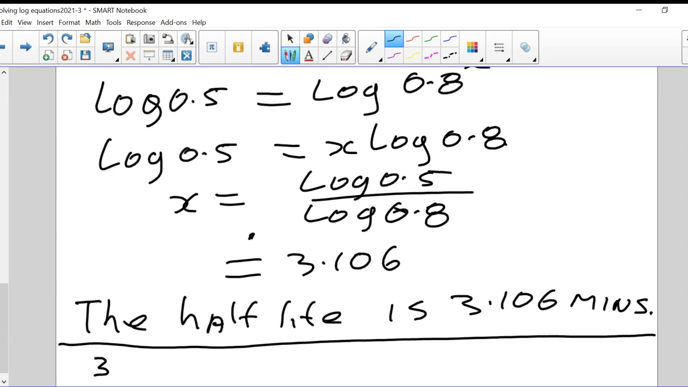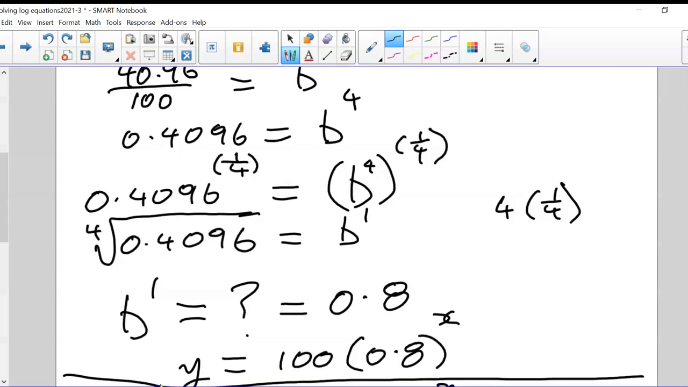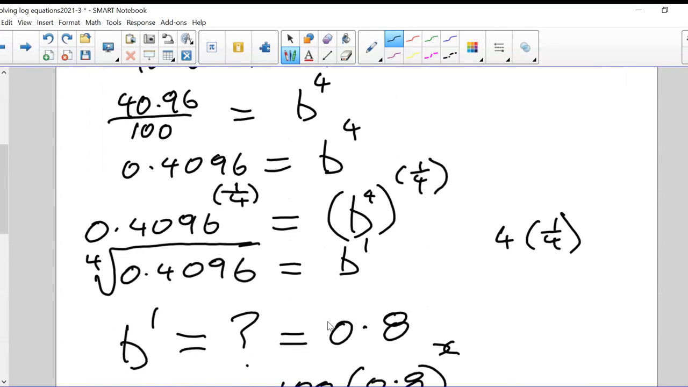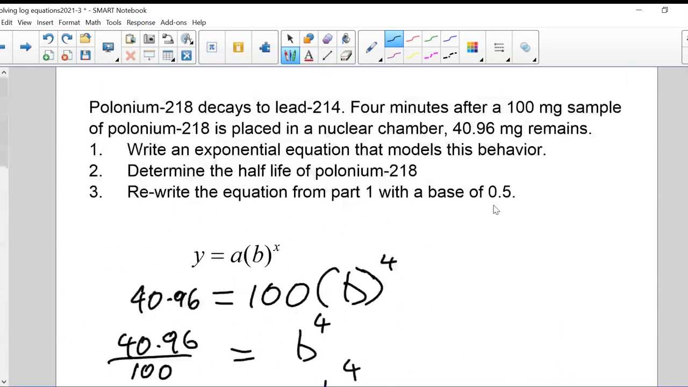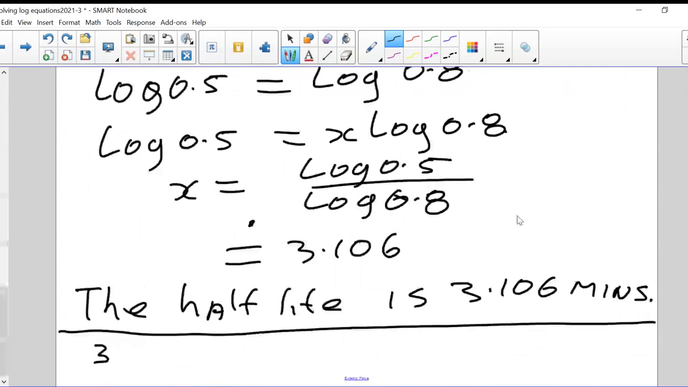Part 3. We haven't tackled part 3 yet. Let's go back up and look at part 3, all the way back up. Rewrite the equation in part 1 with a base of 0.5. The base that we were using was 0.8. Now we're saying we want to rewrite it with a base of 0.5. Can that be done? It sure can be done. And I'm going to show you how that works.